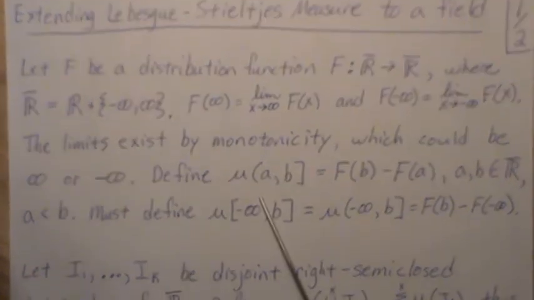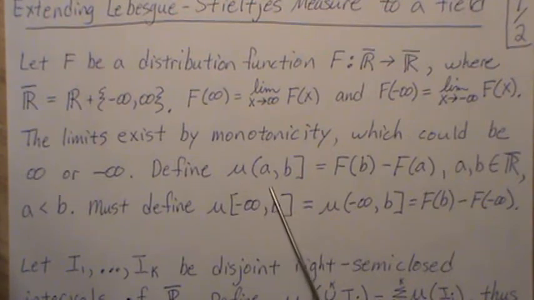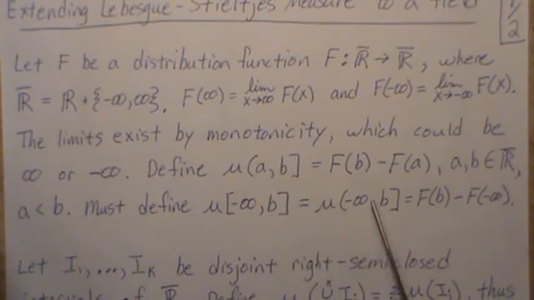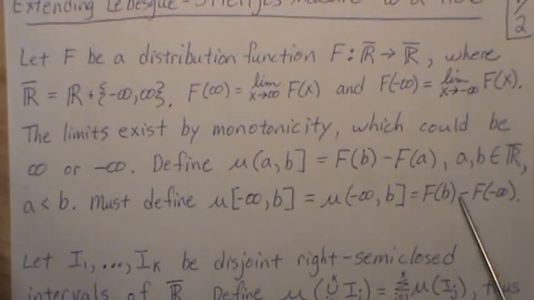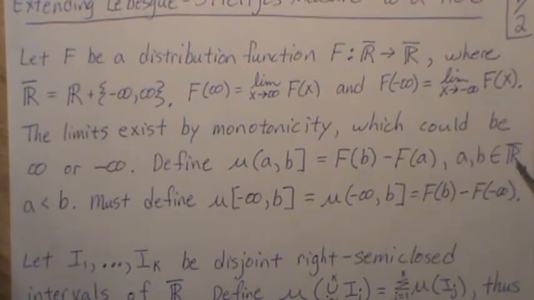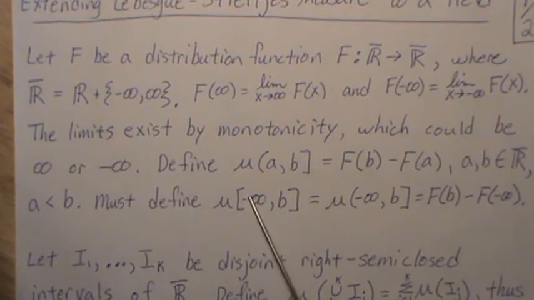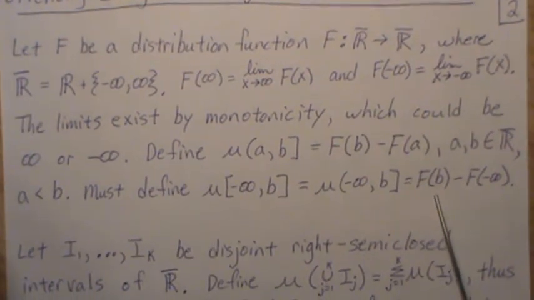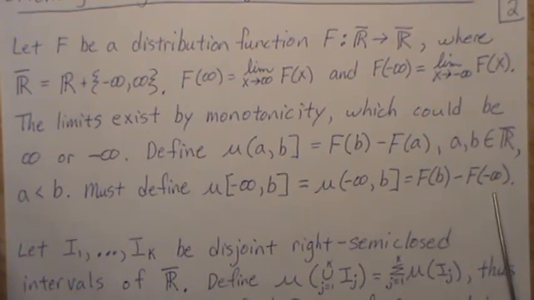Now let's define this Lebesgue-Stieltjes measure of the right semi-closed interval from A to B as the difference f of B minus f of A. A and B are in the extended reals, A less than B. Now we must define this for the interval that captures minus infinity, as a right semi-closed interval. It's essentially the same. It's the only realistic possibility that we can do, and it's okay to do this. We're just going to call it f of B minus f of minus infinity.